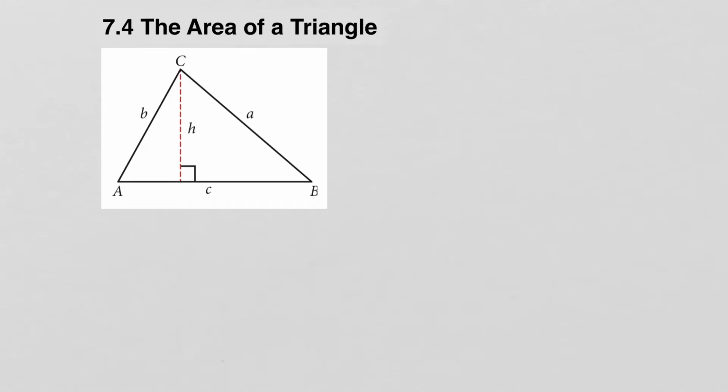In section 7.4, we look at the area of a triangle. Now, we already know how to find the area of a triangle from geometry. We know that the area is 1/2 multiplied by the base of the triangle multiplied by the height of the triangle. So look at the diagram we have here.